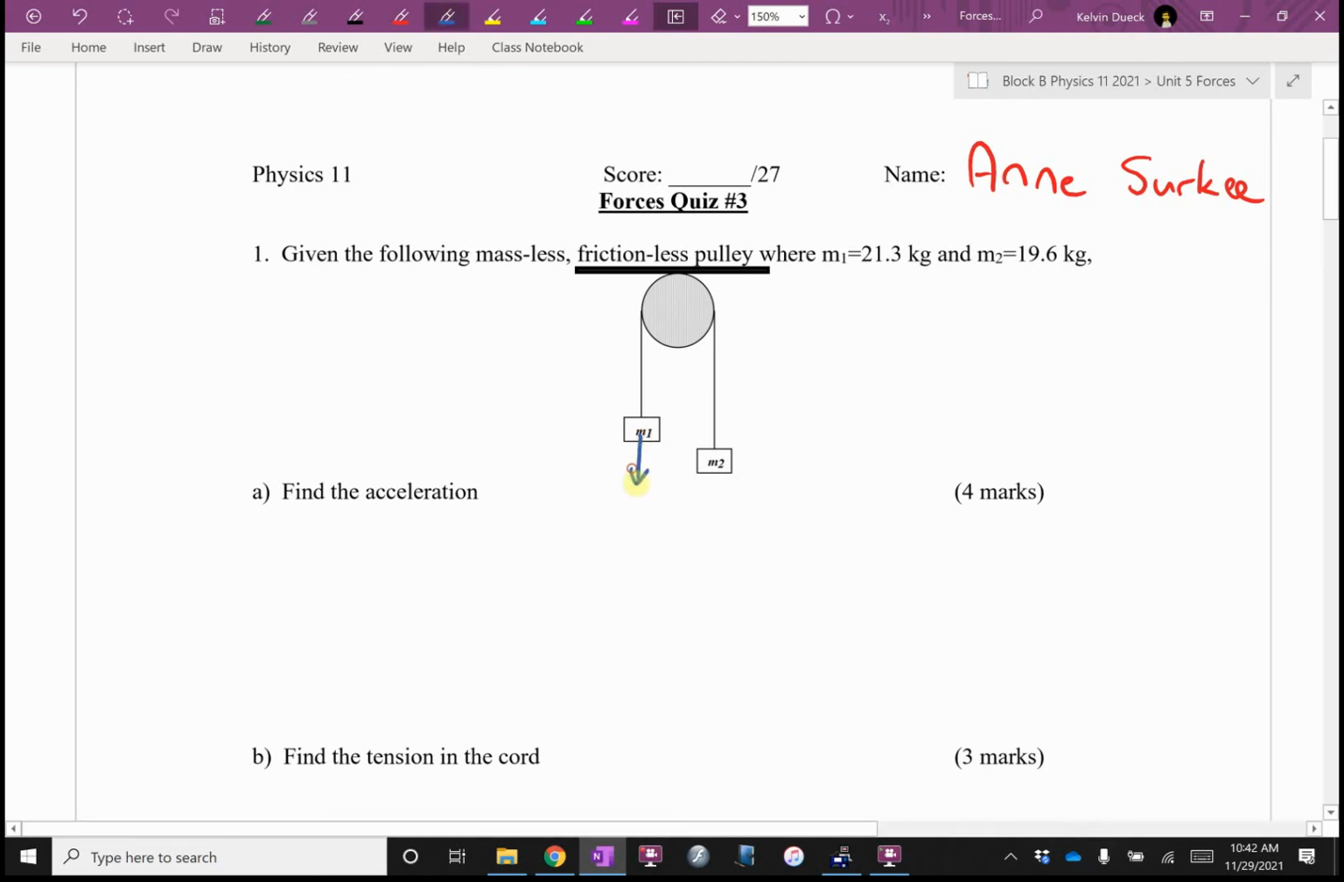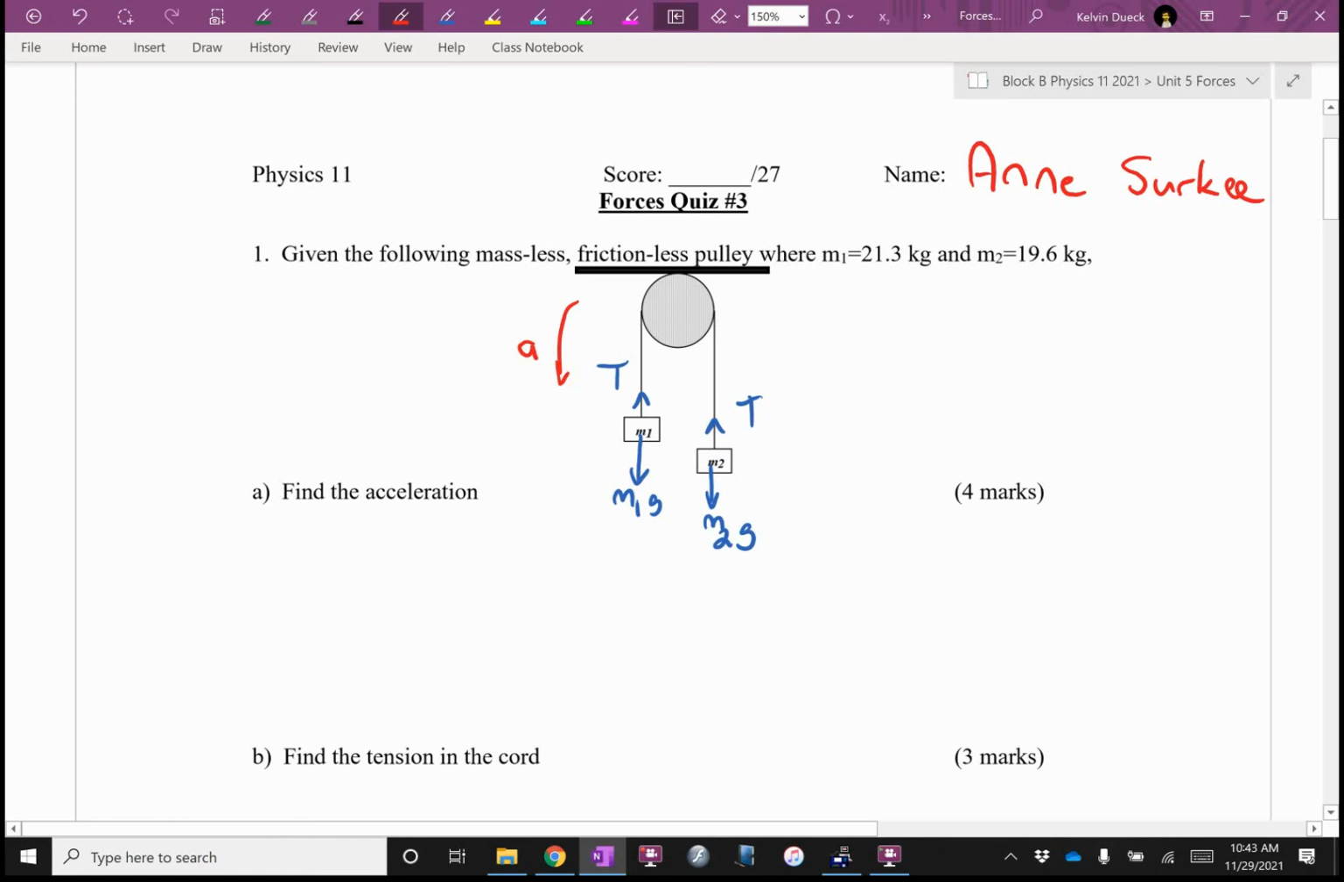What are the forces acting on it? I got M1G, tension, M2G, tension. Who's winning? For an Atwood machine, it'll generally be the heavier mass. So that's the 21.3, M1. I'll make a little note so I don't forget, just so I know which way we're accelerating.